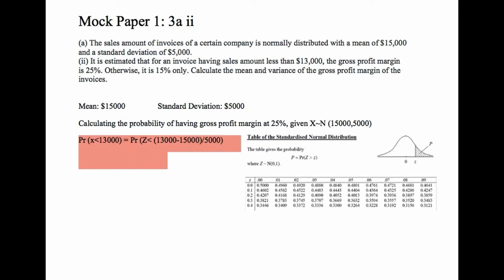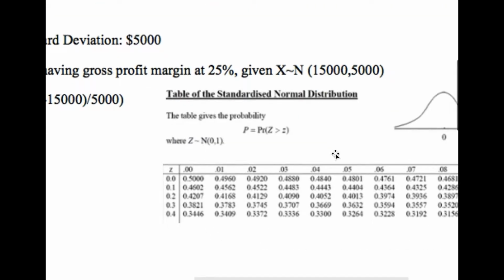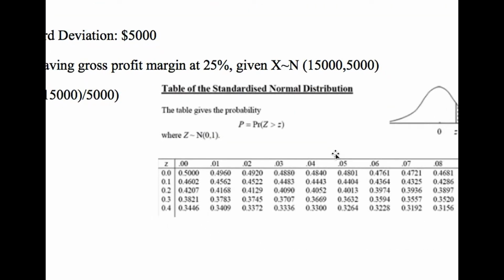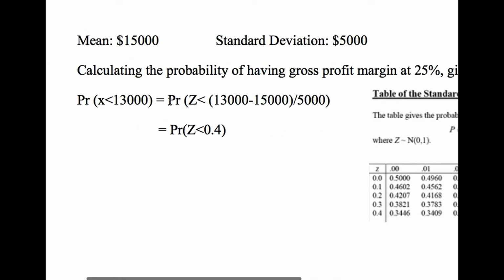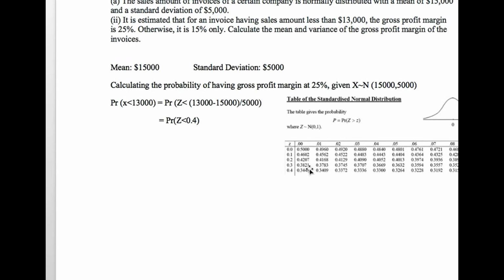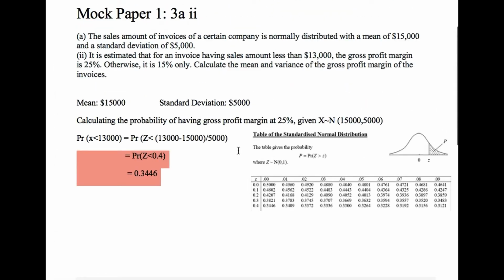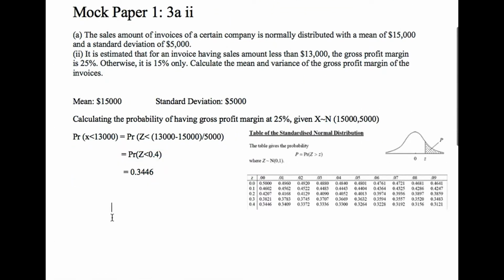With the help of the calculator we can get that the answer is 0.4, and now we look at the table of the standardized normal distribution. We can see the 0.4 is over here, so the probability is 0.3446 listed in the table. So the probability is 0.3446, and with the help of this probability now we can get the mean.